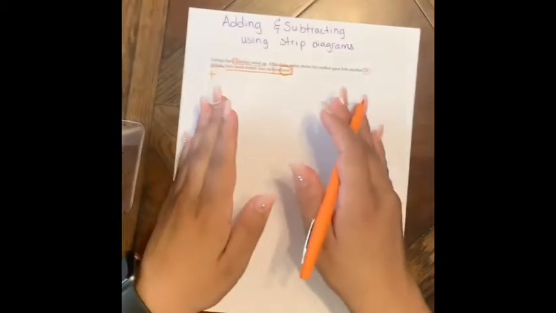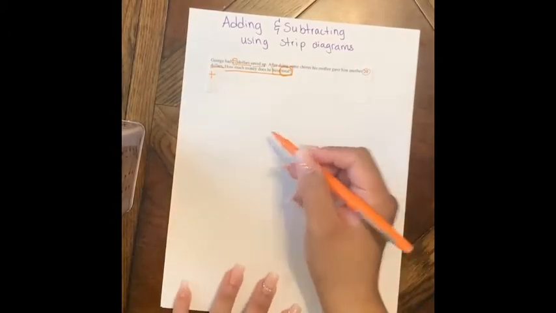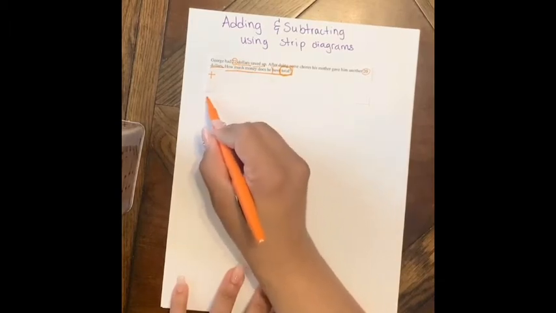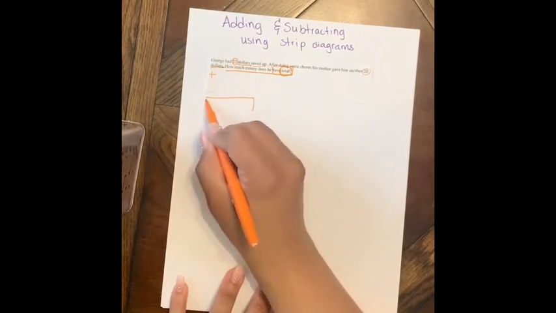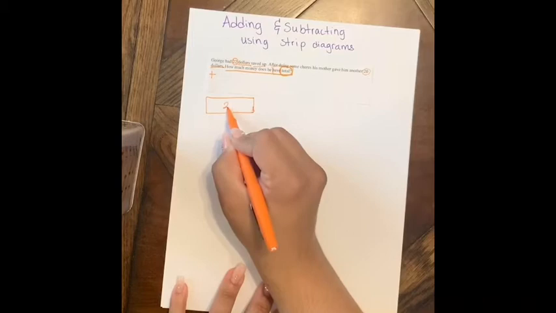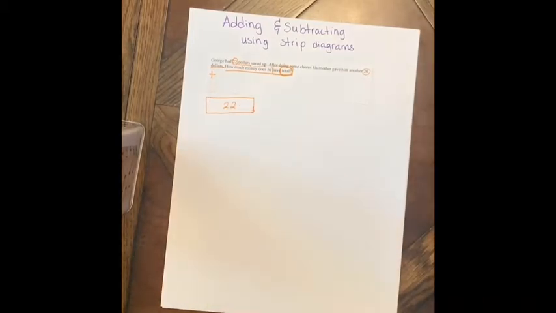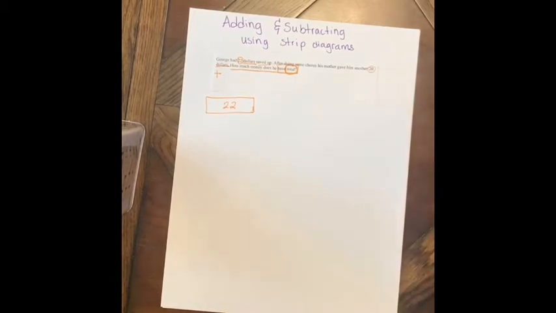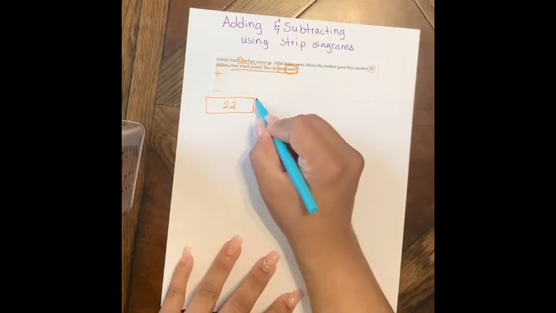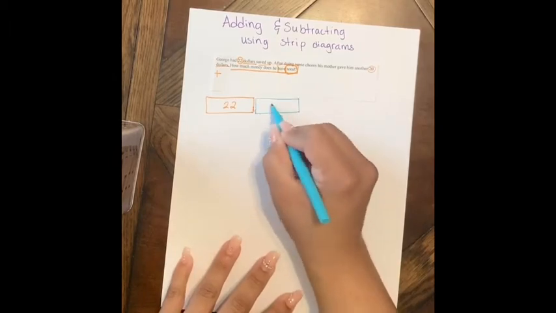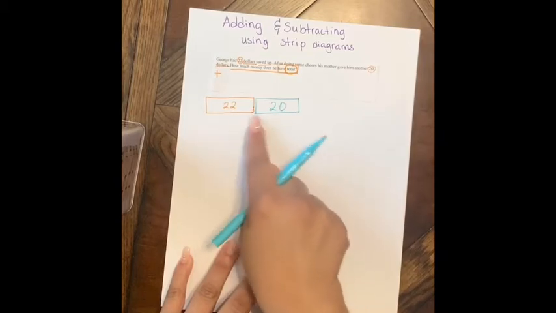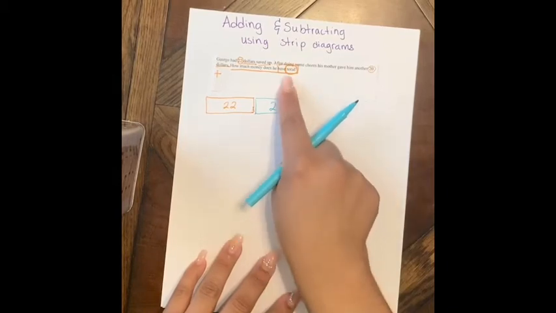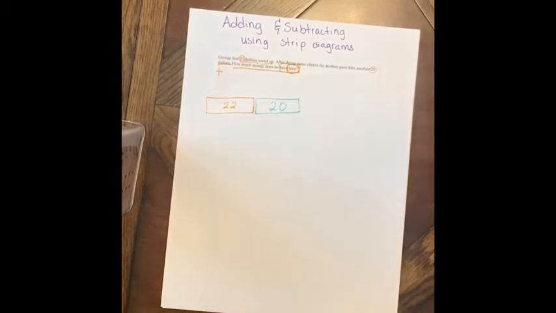So the way you use strip diagrams, remember, is when you do something like this. I need to do a little box. The first number that I have is 22, right? So I'm going to do a little box and put 22. Then I'm going to use a different color because I'm going to show that 20 in a different color. So now I've got two little parts. One part has the 22 and another part has the 20. But remember, I need to know how much money he has in total.